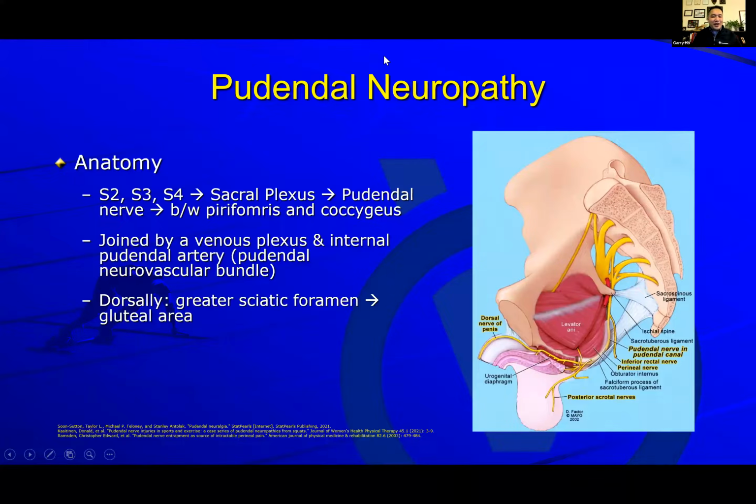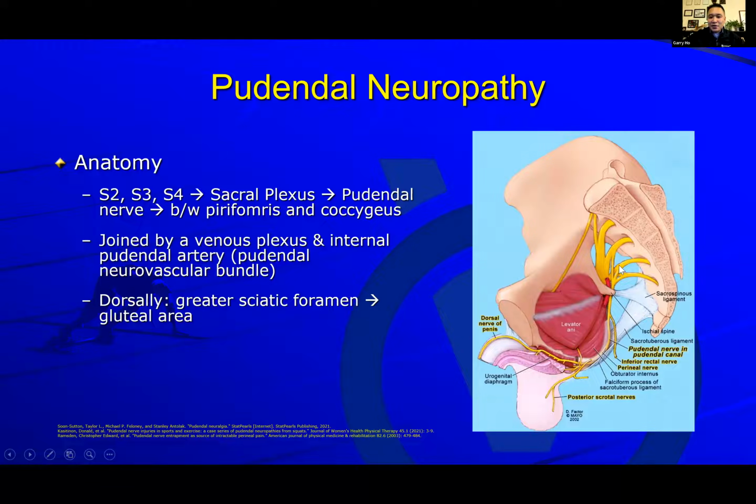All right, pudendal neuropathy. This is one that is classically taught when it comes to sports medicine entrapments for entrapped nerves, okay? Because we see this in cyclists a lot. And so this comes off of S2, 3, 4, and it comes off a different nerve plexus now. It comes off through the sacral plexus, which is inside the pelvis here.